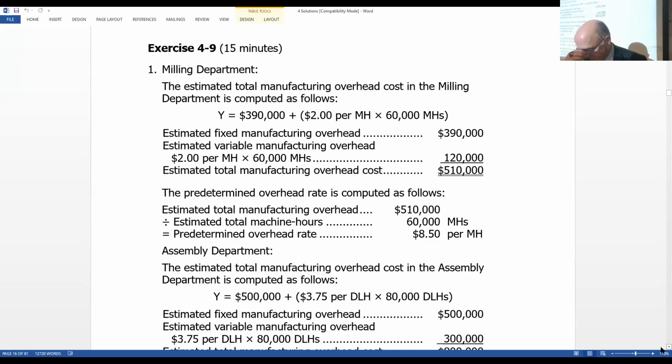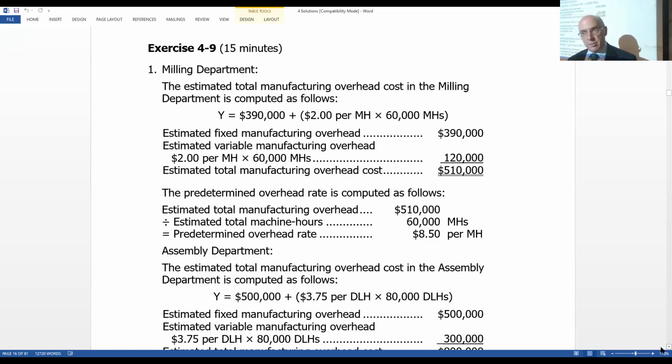You don't have to make any computations here. Remember before we were saying, what's the advantage of having just one plant-wide overhead rate? It's easy, simpler, because you only have one number to multiply by. What's the disadvantage of having just one? It's not as accurate. If one department used a lot of machinery, you'd want to use the machine hours to figure out the overhead rate.